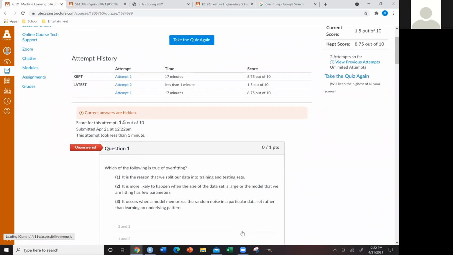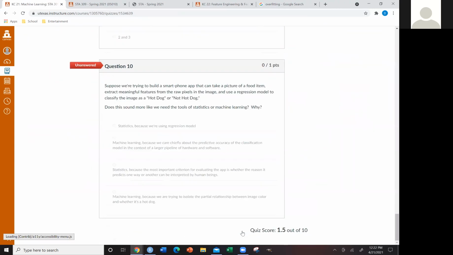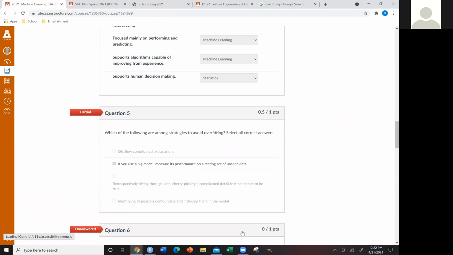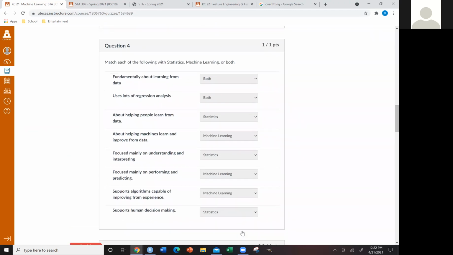All right. Third time's the charm. How do we do on this one? This one was 0.5. We got half of this one, whereas last time we got 0.75. Last time on this one we got 0. Oh, we got 0. Okay, so we're getting better. Maybe it's either disallow retroactively sifting through data and cherry picking a complicated detail, which doesn't seem like a good idea. So it must be disallow complicated explanations, I guess. This is just a weird 3-word answer that doesn't seem right. But oh, and we got everything from the fill in the blanks then, right? So it was double both at the top.